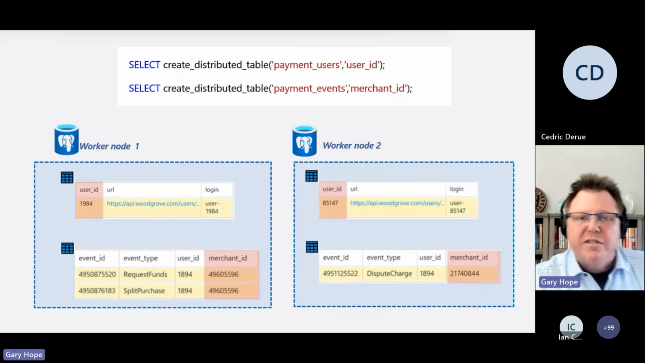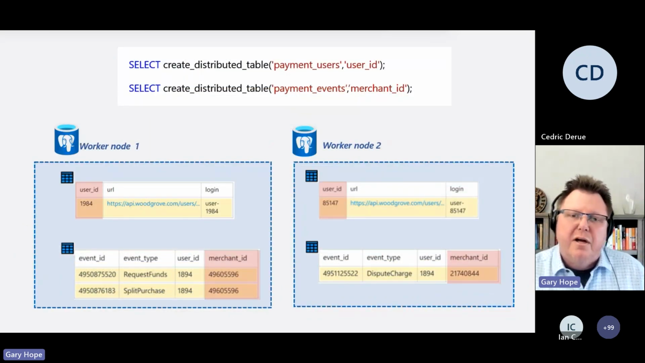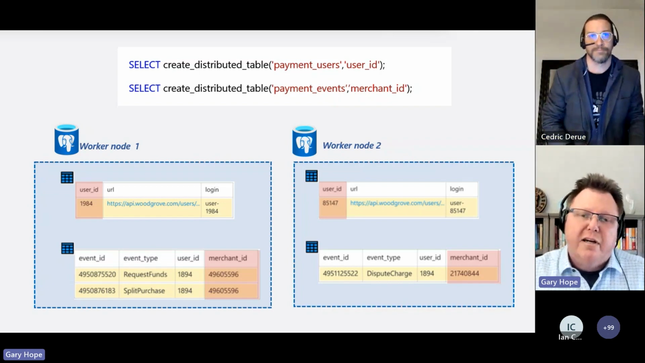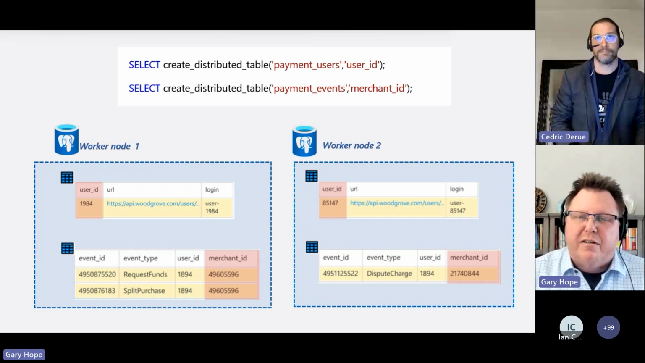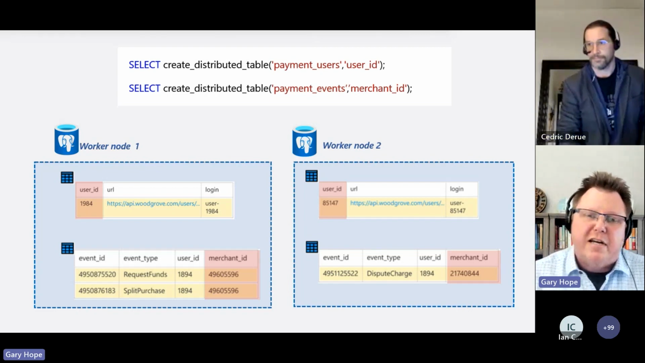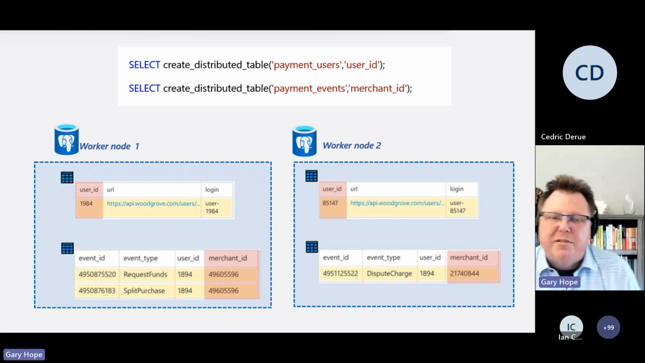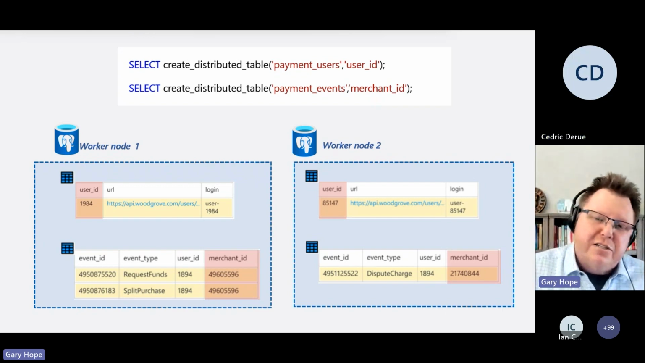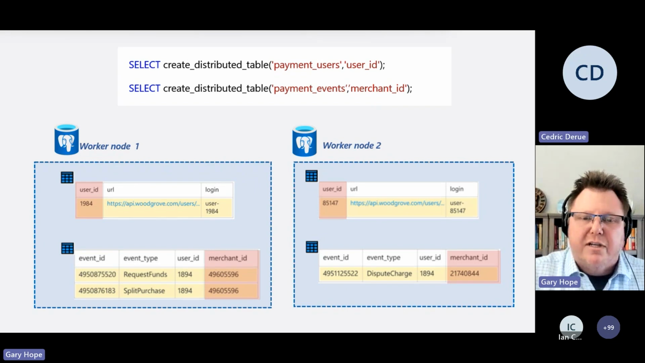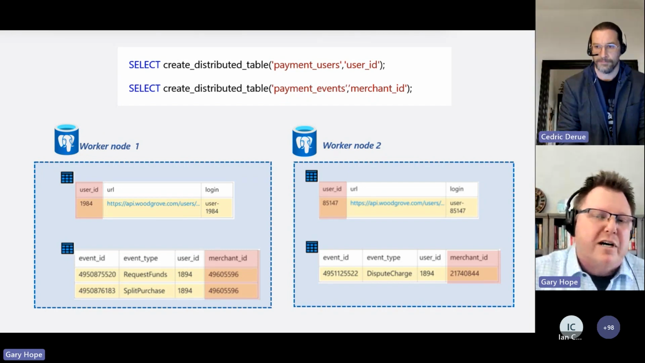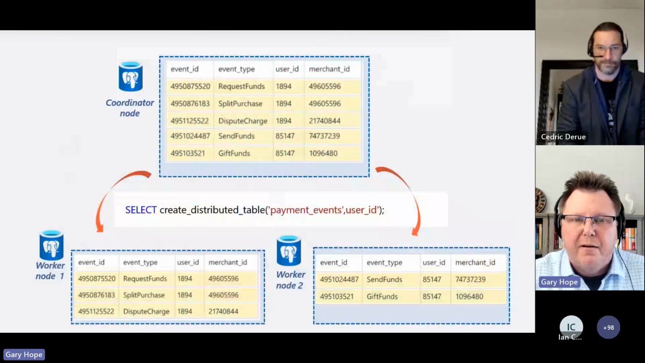Looking at the payment users table and the payment events table, distributed on user ID and merchant ID respectively, it is immediately evident that any queries on the user ID table would need to involve multiple nodes, as any specific user ID could be distributed across any of the nodes in the cluster, in the events table at least. You can see user ID 1894 resides on multiple nodes in this example when you distribute in this way.